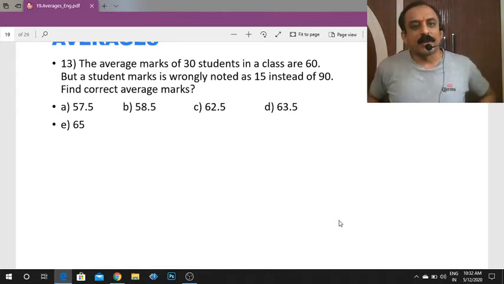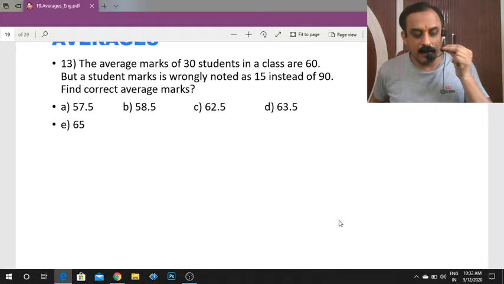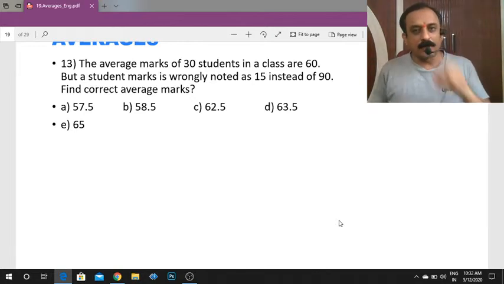The average marks of 30 students in a class is 60, but a student's mark is wrongly noted as 15 instead of 90. Find the correct average marks. Here two methods are there. I will give the two methods.